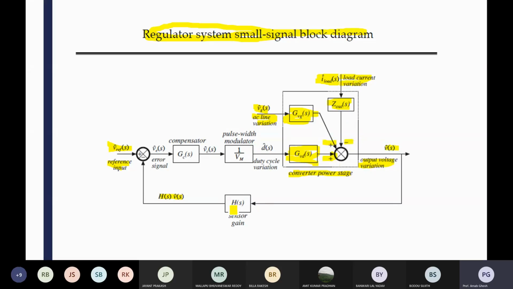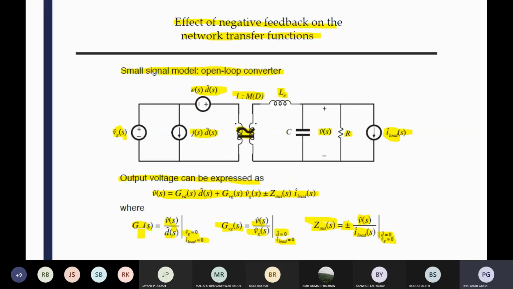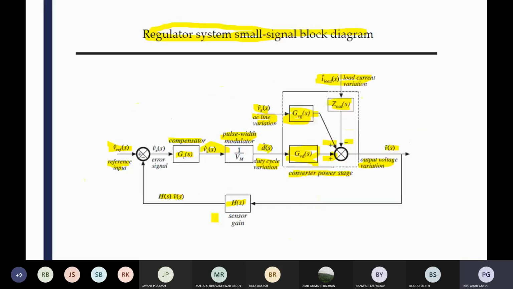The rest is the same: your sensor gain is there and your compensation gain GC, and you get the output of the compensator. Then the pulse width modulator finally gives the duty cycle variations, and that duty cycle is fed to here. GVD means V cap S by D cap S, so the duty cycle goes directly, and the output is D cap S.